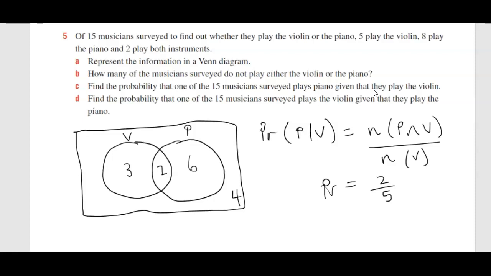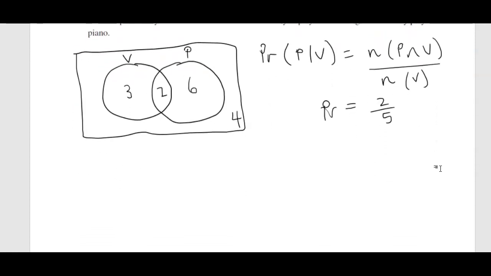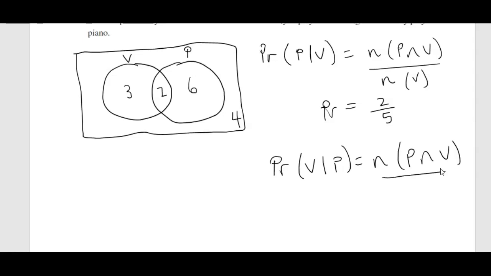Find the probability that one of the 15 musicians surveyed plays the violin given that they play the piano. So we're just doing it around the other way now. So the probability violin given that they play the piano. So N equals P and V over the number of P. So that's 2 over 8, which simplifies to 1/4.